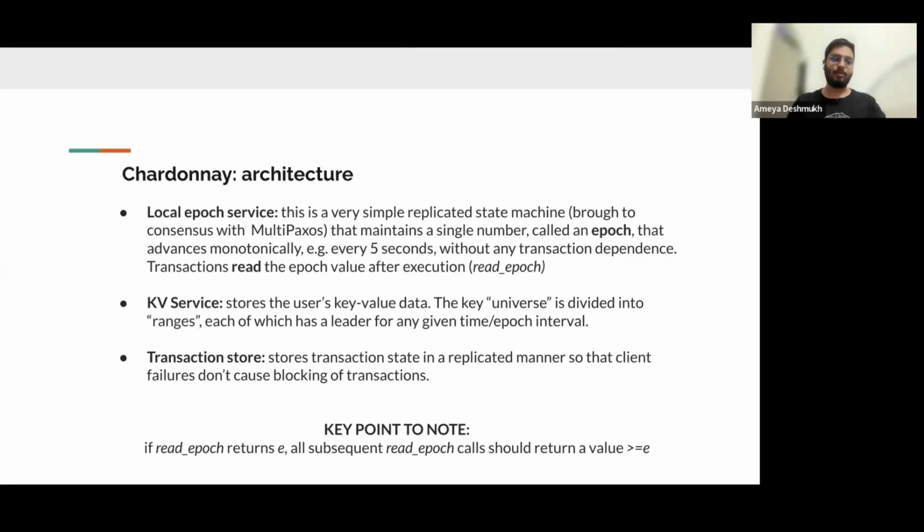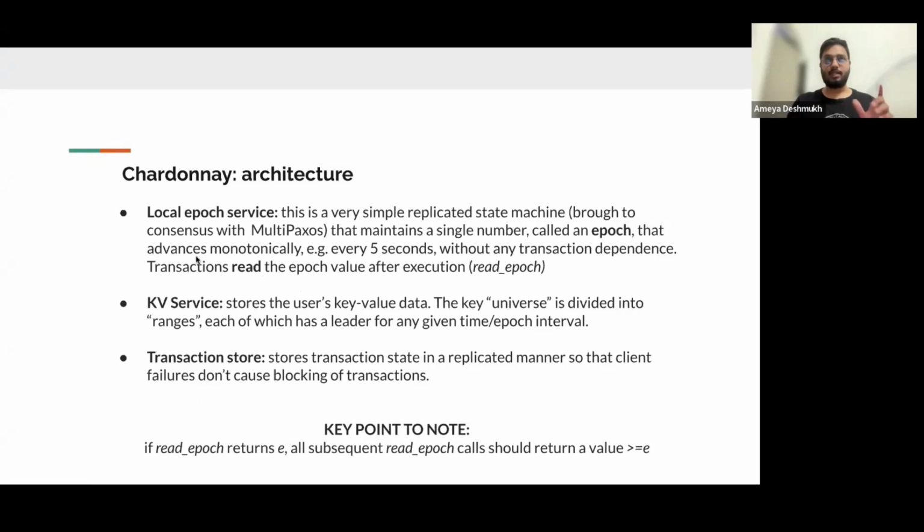The second is a key value service, which stores the user's key value data. So the entire key space, or the key universe, is divided into these ranges, right? And each of these ranges has leases for any given time interval or an epoch interval. And the third is the transaction store. Again, it is like a replicated store for committed transactions, so that client failures don't end up blocking transactions.